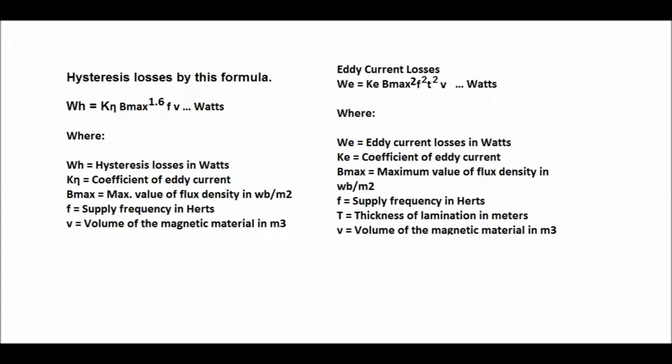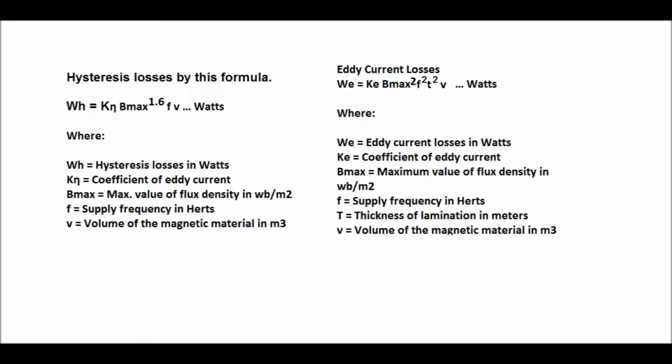The core loss of the transformer comprises two types of losses. One is hysteresis loss and the other is eddy current loss. Hysteresis loss is given by WH is equal to Kh into B max to the power 1.6 into F into V in watts, where Kh is the coefficient of hysteresis loss, B max is the maximum value of the flux density in Weber per meter square, F is the supply frequency in Hertz, and V is the volume of the magnetic material in meter cube.